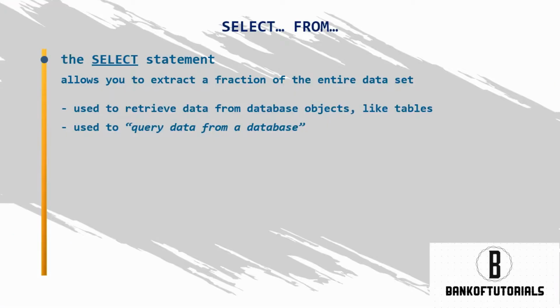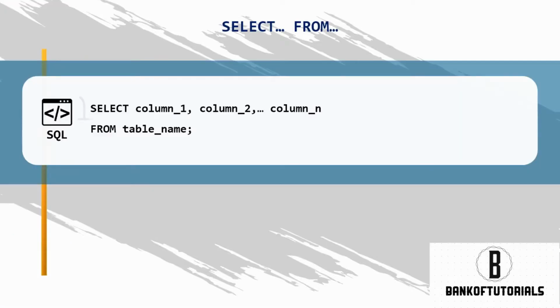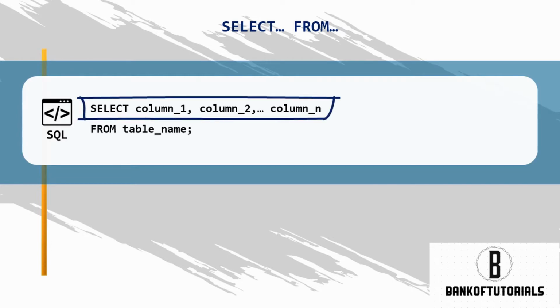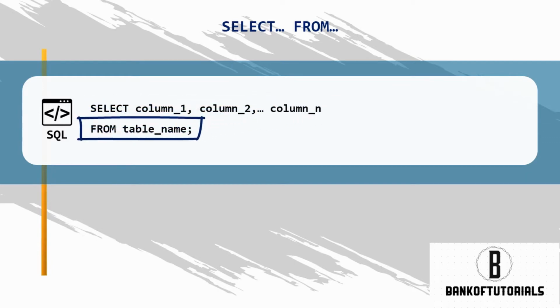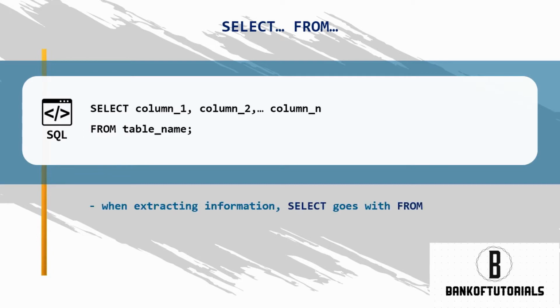The basic select statement syntax is the following. Select column 1, column 2, add as many columns as you want from the specific table, separating them by a comma. From, table name, and semicolon. Practically, the from keyword is mandatory. It tells us which table we will be retrieving data from. When extracting information, select goes with from. You are always selecting something from a certain table or other types of SQL objects.